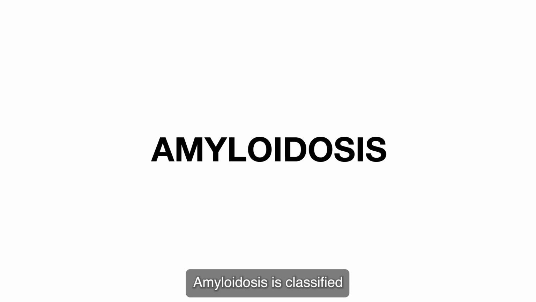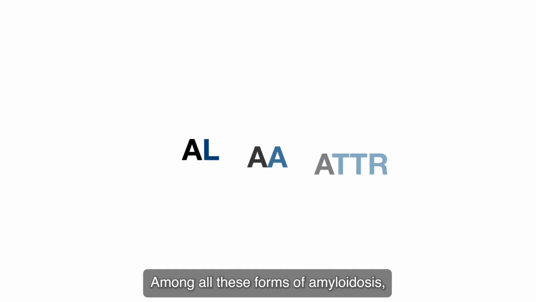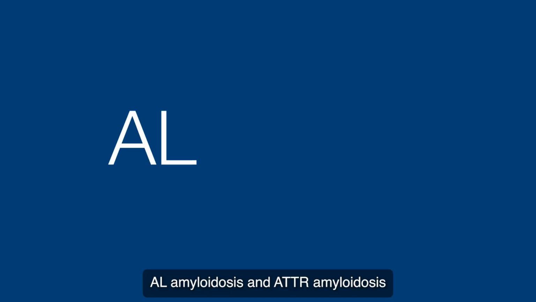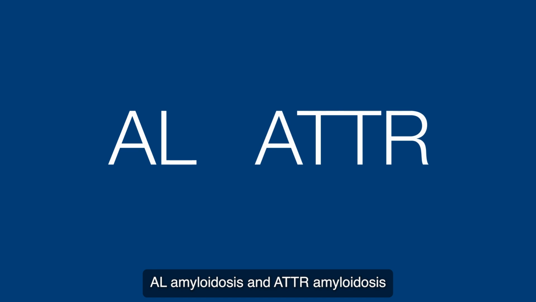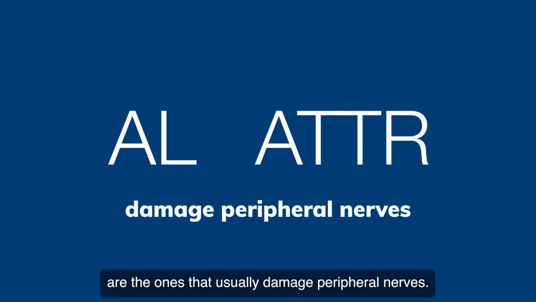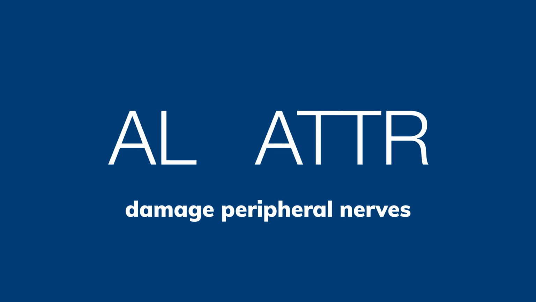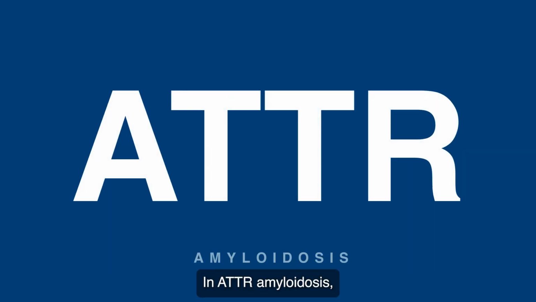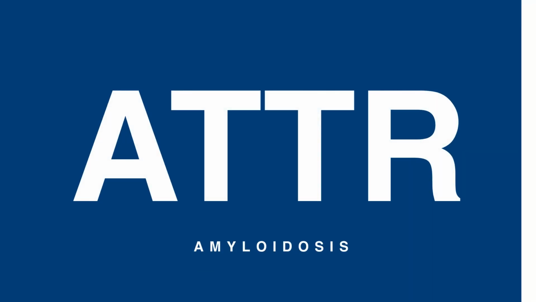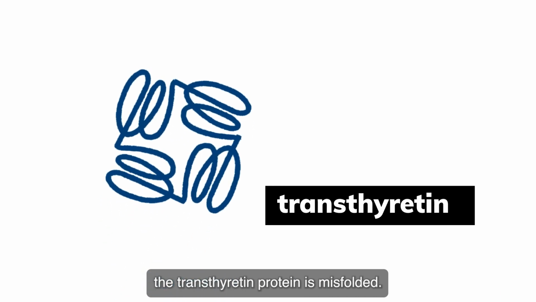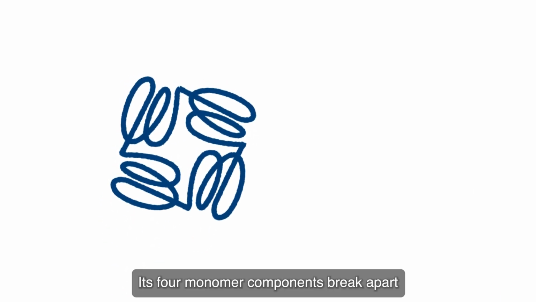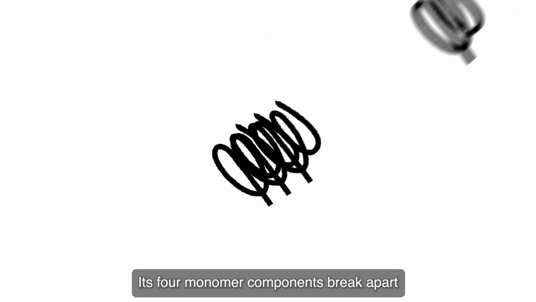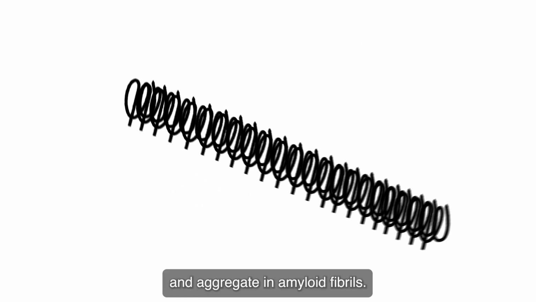Amyloidosis is classified according to the protein responsible for the disease. Among all these forms of amyloidosis, AL amyloidosis and ATTR amyloidosis are the ones that usually damage peripheral nerves. In ATTR amyloidosis, the transthyretin protein is misfolded. Its four monomer components break apart and aggregate in amyloid fibrils.